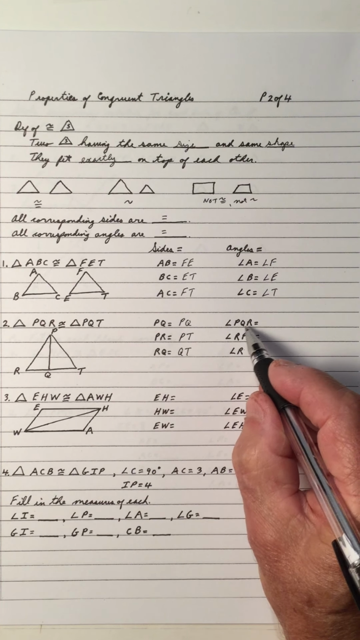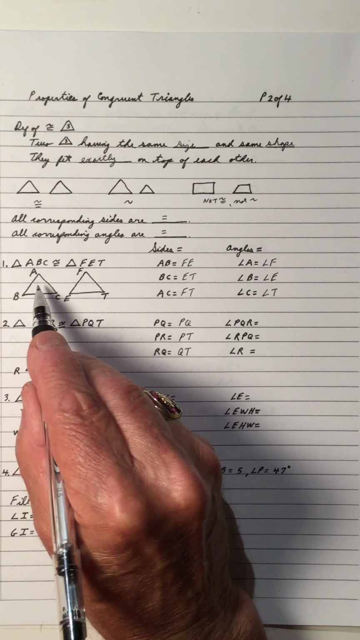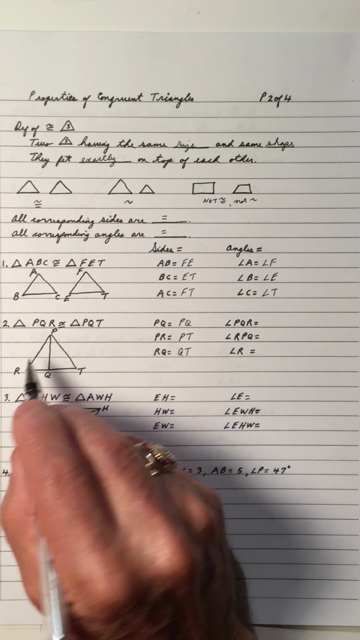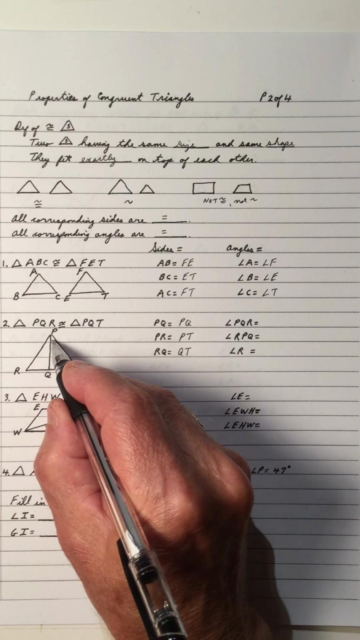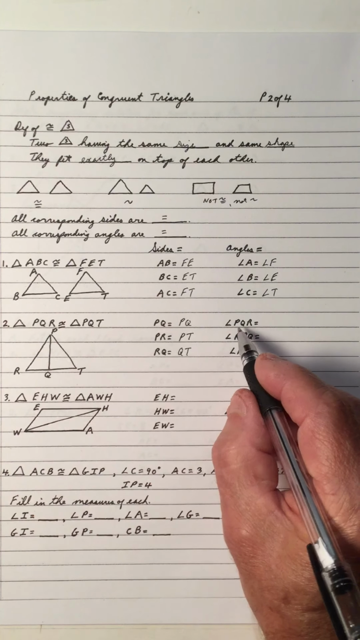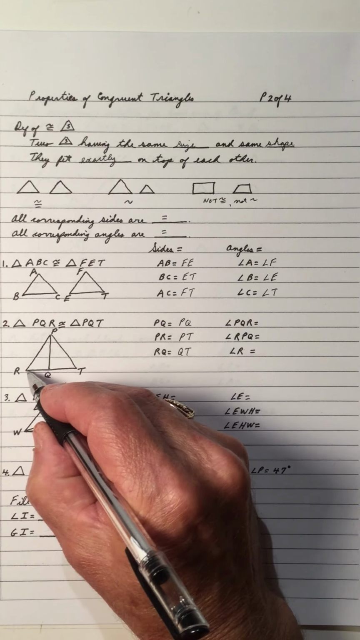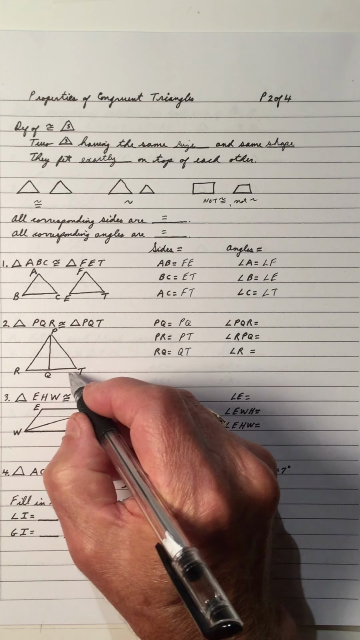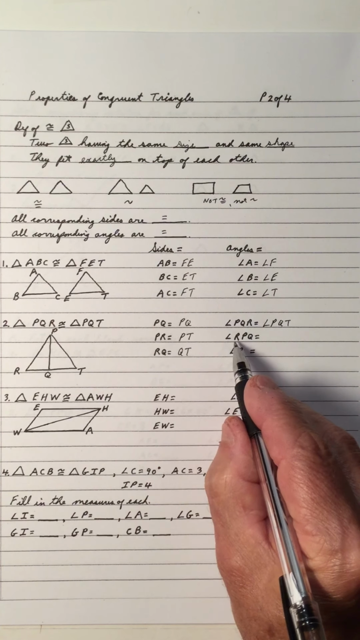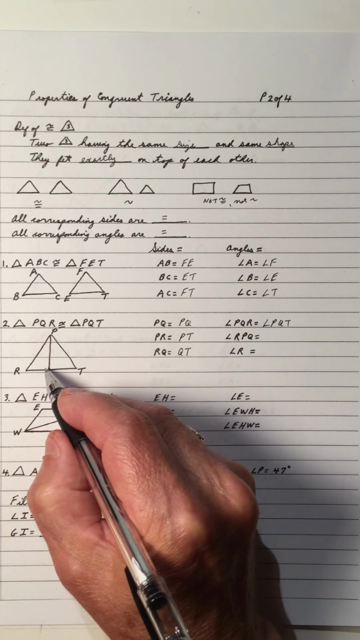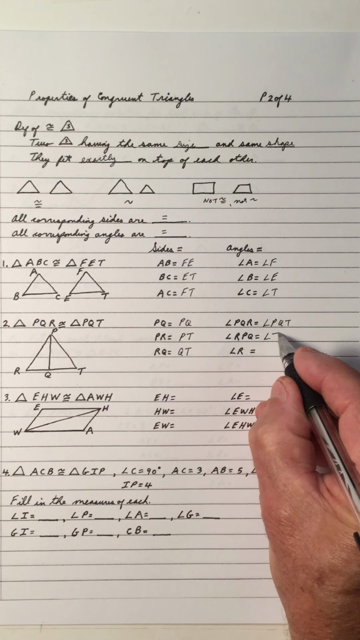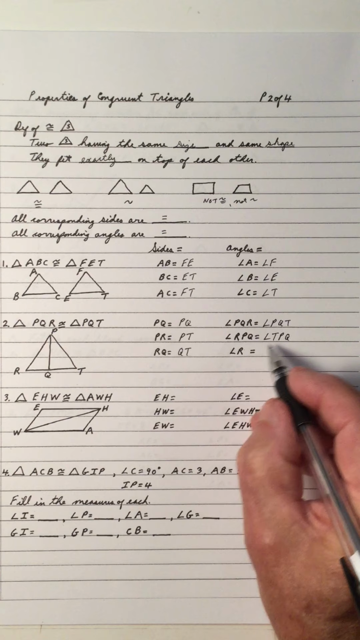And when we name the angles, we've got three letters here. See here in this one, we could say angle A equals angle F because there's only one angle at A. But when we want to name this angle, we can't say angle P because there are two angles at P. So we have to use three letters. So angle PQR is equal to angle PQT. And angle RPQ is equal to angle TPQ. So we're matching up the letters.